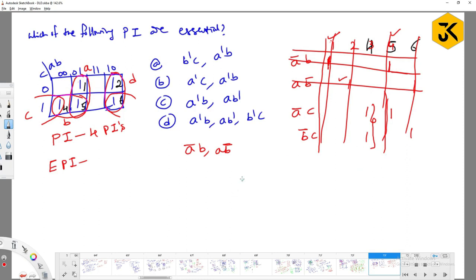So your final expression will be A bar B plus AB bar plus A bar C, or A bar B plus AB bar plus B bar C. So your essential prime implicants are compulsory, these two, and these two are not compulsory. Anyone can be included. So your answer will be option C. So this is a somewhat tricky question actually. That's why I discussed it here.